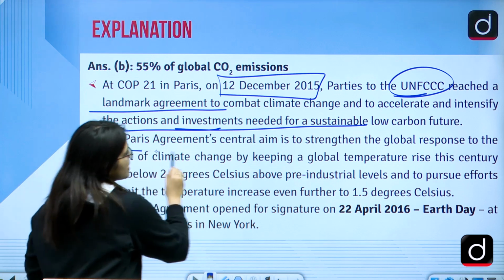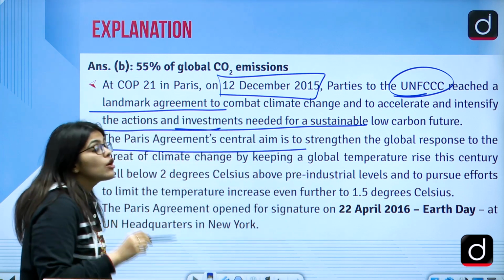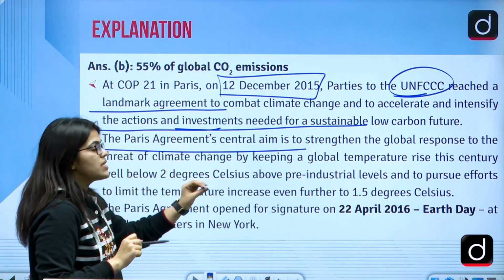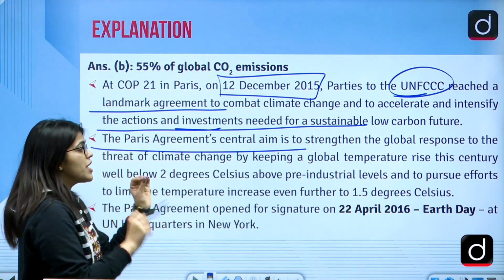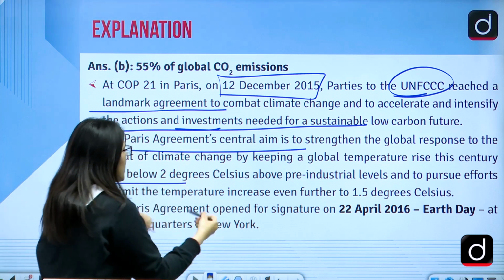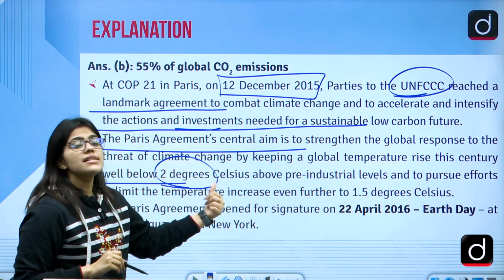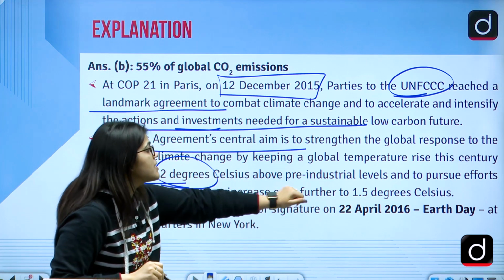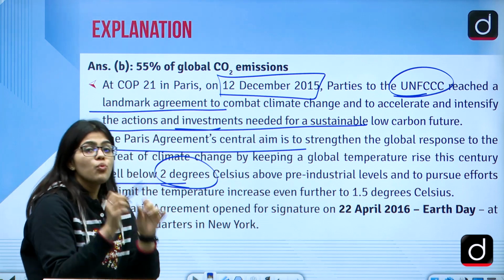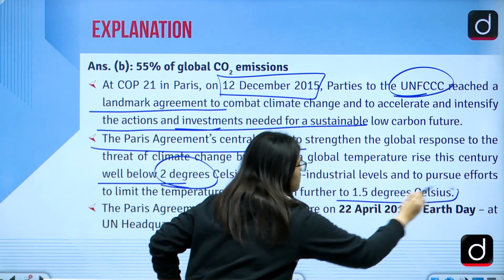The Paris Agreement's central aim is to strengthen the global response to the threat of climate change, as the temperature rise was seen during that century. We said that we would keep it below 2 degrees Celsius above pre-industrial levels and pursue efforts to limit it to 1.5 degrees Celsius.